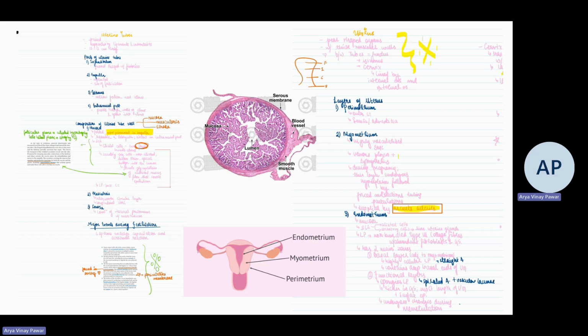Out of these two layers, the functional layer is the only layer that undergoes changes during menstruation, not the basal layer. So this is extremely important: the perimetrium does not undergo any change during menstruation, the myometrium does not undergo any change during menstruation, and the basal layer of the endometrium also does not undergo any change during menstruation. Only the functional layer undergoes changes. And the functional layer is supplied by spiral arteries, the basal layer by the straight arteries, and the myometrium by the arcuate arteries. So these are markers that you will see in your exam.